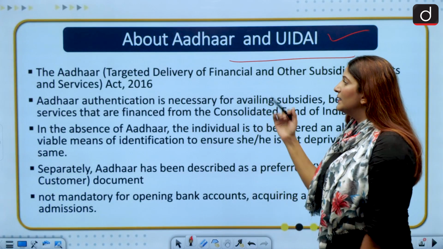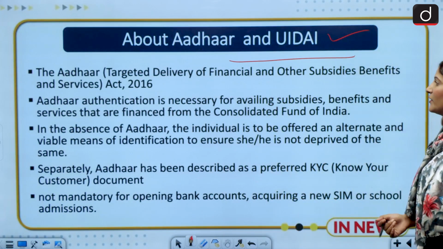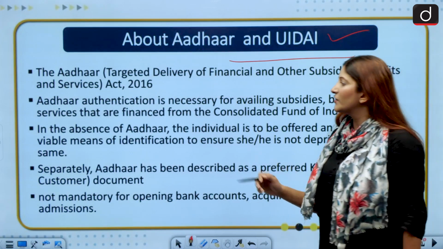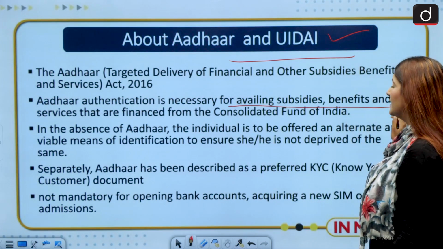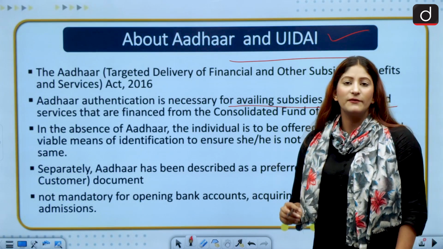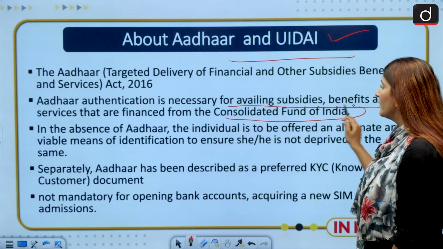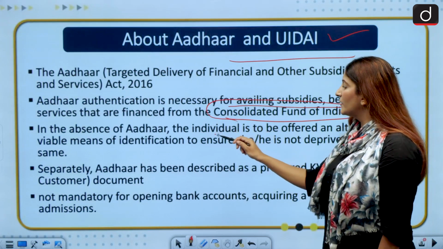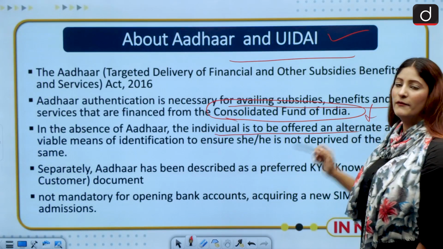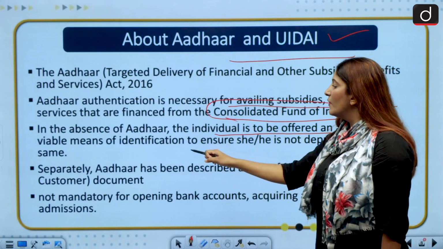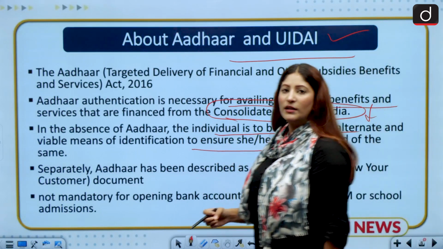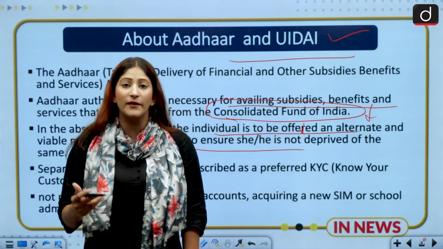Let's know about it. The Aadhaar Targeted Delivery of Financial and Other Subsidies Benefit Act of 2016 has said that Aadhaar authentication is necessary for availing subsidies and benefit services that are financed from the Consolidated Fund of India. That means for welfare programs. And in the absence of Aadhaar, the individual has to be offered an alternative to Aadhaar for identification in order to ensure that the person is not deprived of any sort of welfare benefits.